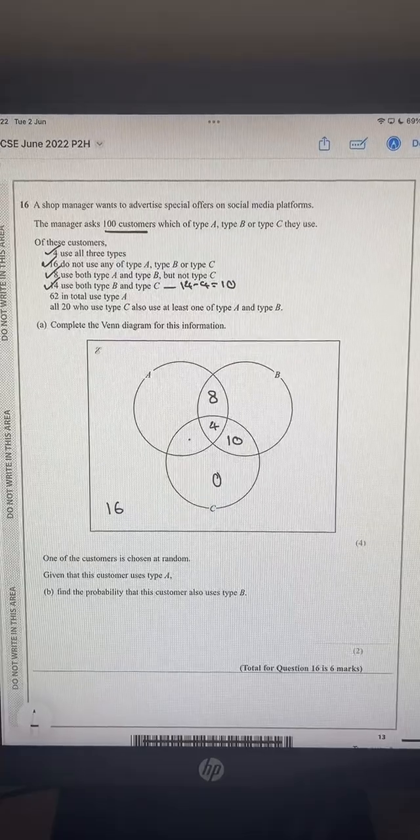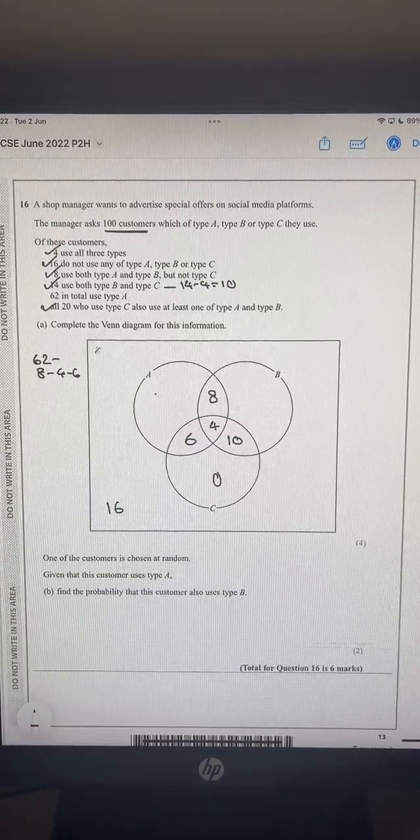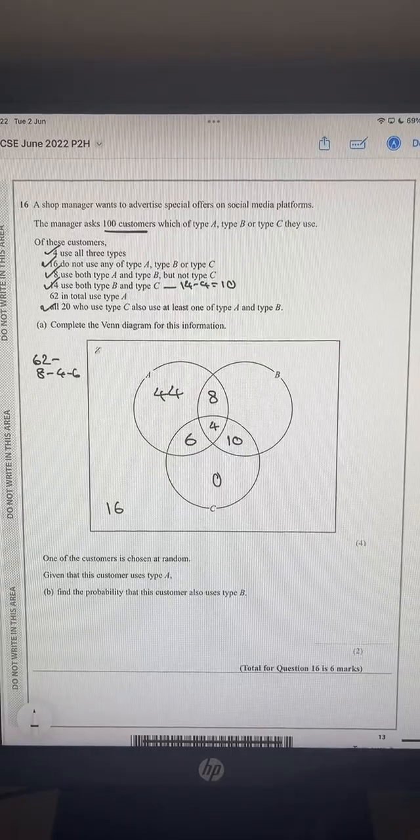So 20 minus 14 is 6. So that goes 6. And now we can go back to our 62 in total who use A. So for A, that's going to be 62 minus 8 minus 4 minus 6 minus 8 minus 4 minus 6. And I get 10, 14, 44 for A.